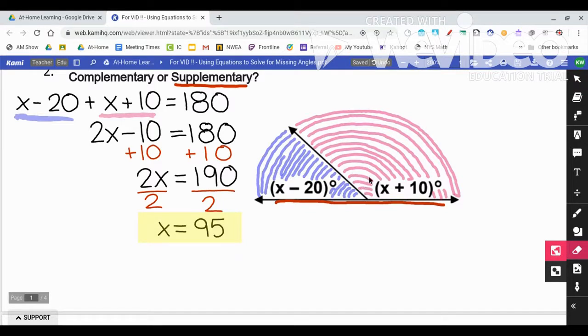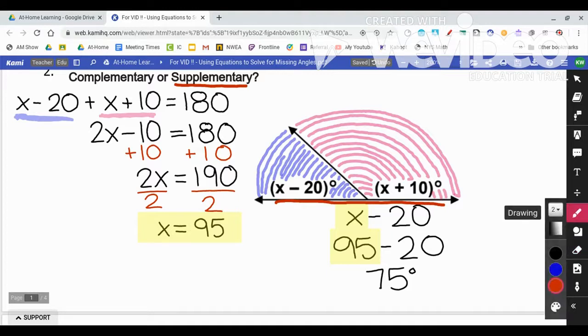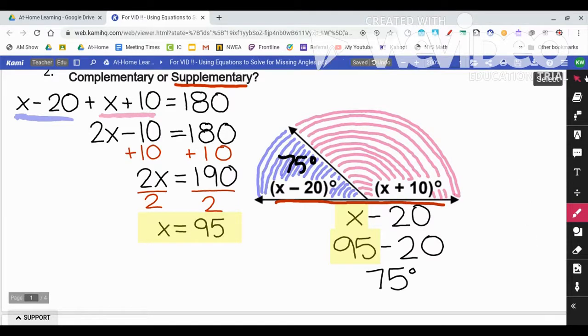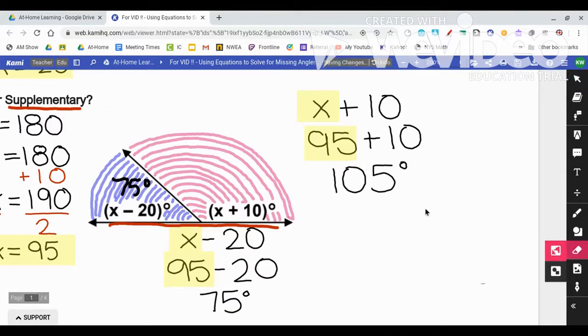We still have to solve for the angles. So starting with the blue angle, which is x minus 20, I plug in my 95, and I solve to get 75 degrees. So let me go ahead and write down 75 degrees in this blue angle. Now the red angle is x plus 10. So I'm going to write down x plus 10, and I'm going to plug in my 95, and then I solve and get 105 degrees. So let me go ahead and write down 105 degrees in my red angle.